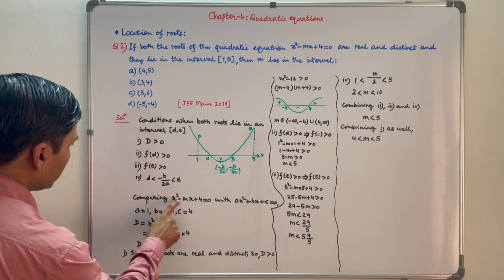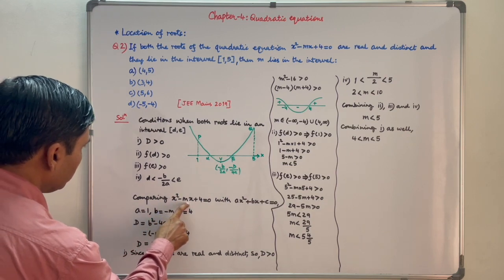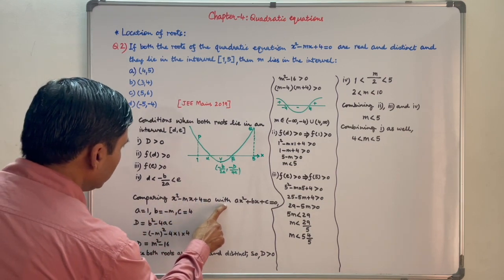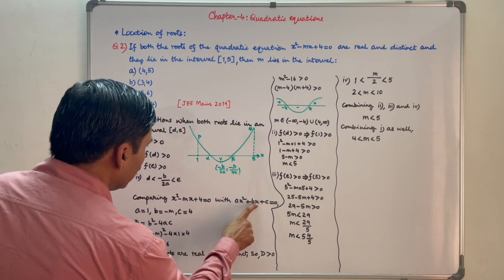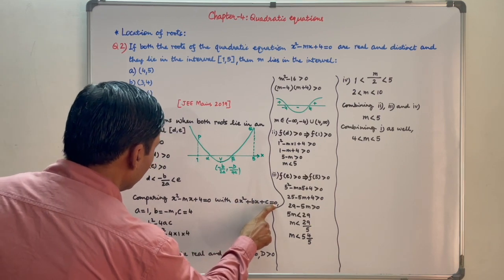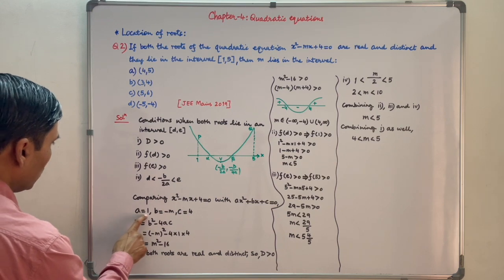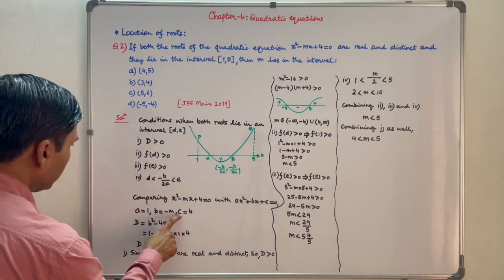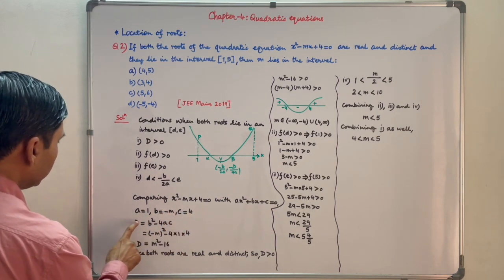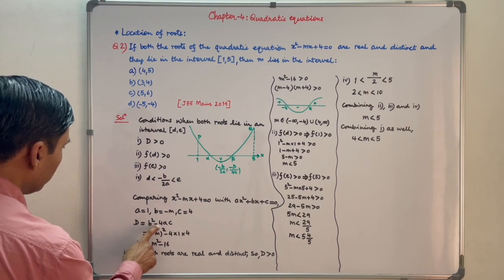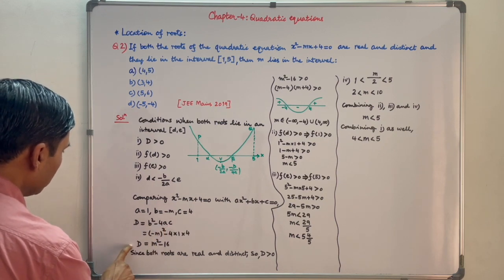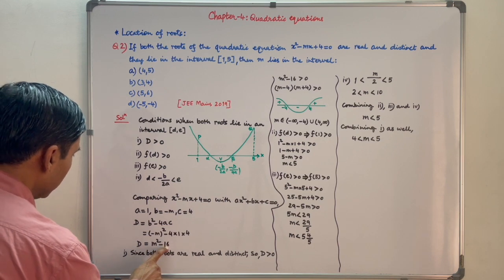Compare the given quadratic equation x square minus mx plus 4 is equal to 0 with ax square plus bx plus c is equal to 0. So a is equal to 1, b is equal to minus m and c is equal to 4. Discriminant D is equal to b square minus 4ac. So D is equal to m square minus 16.